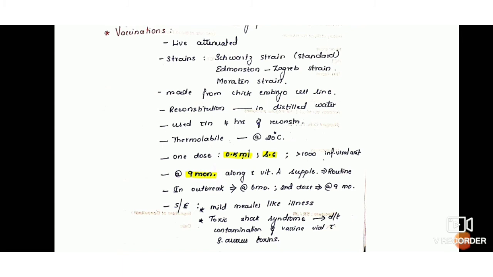And the time of vaccination is at 9 months along with vitamin A supplementation in routine vaccination. In case of an outbreak, the vaccine should be given at 6 months and the second dose at 9 months. The side effects of this vaccine include a mild measles-like illness and toxic shock syndrome due to contamination of the vaccine vial with Staph aureus toxins.